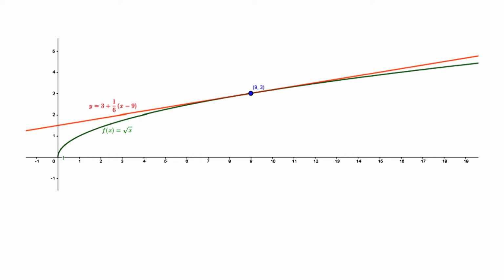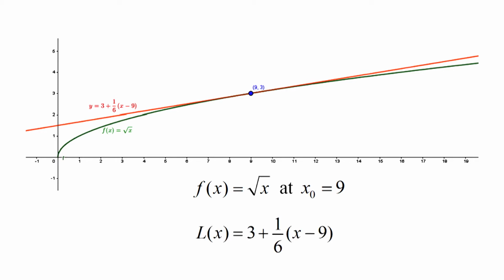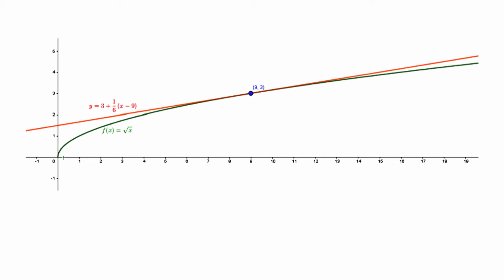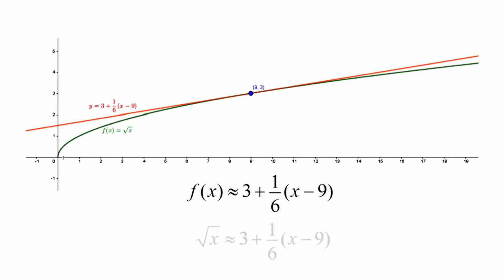That is, the local linear approximation of f of x is equal to square root of x at x naught is equal to 9 is L of x is equal to 3 plus 1 by 6 times x minus 9. Hence, when x is very near to x naught is equal to 9, then f of x is approximately equal to 3 plus 1 by 6 times x minus 9. That is, square root of x is approximately equal to 3 plus 1 by 6 times x minus 9.